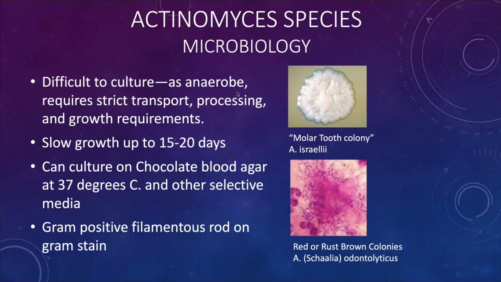But the difference is, of course, it is an anaerobe, right? So these are typical culture morphologies that you may see. The molar tooth colony, it sort of looks like a molar, right? That's characteristic for Actinomyces israelii. And you may see red or rust brown colonies with Actinomyces or Schaalia odontolyticus, for example. So be aware there's some morphological differences on culture that distinguish some of the species. And the molar tooth colony, that could easily be a board question.